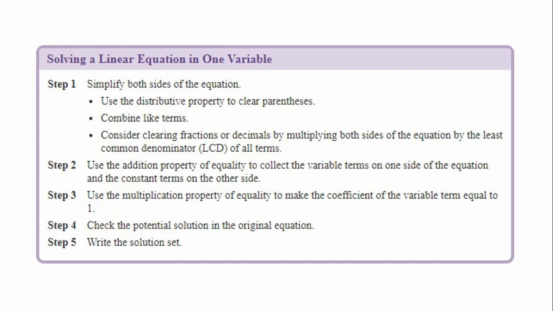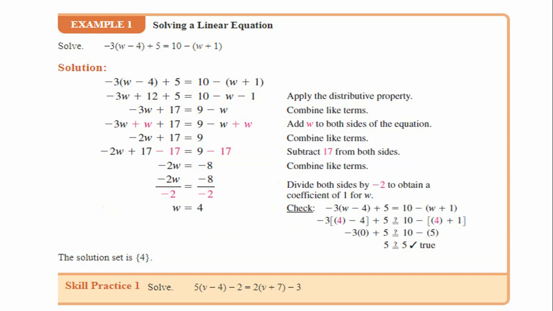So let's take a look at this one. I want to solve negative 3 times the quantity w minus 4, plus 5, is equal to 10 minus the quantity w plus 1, close parentheses.